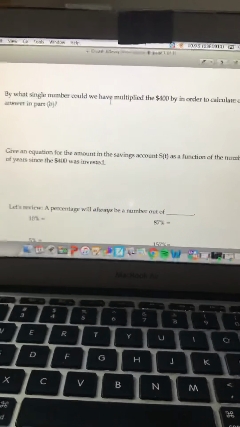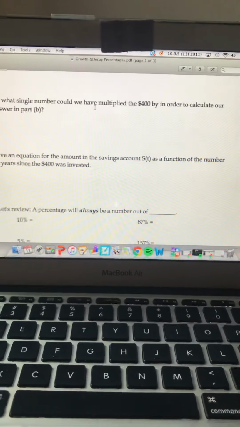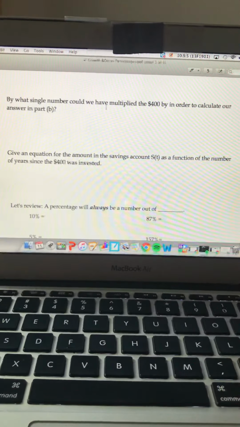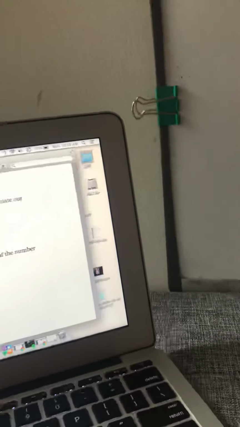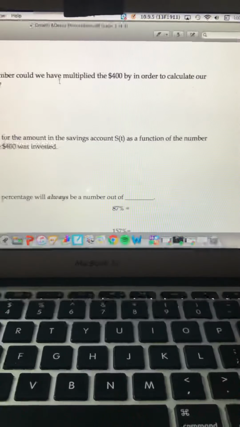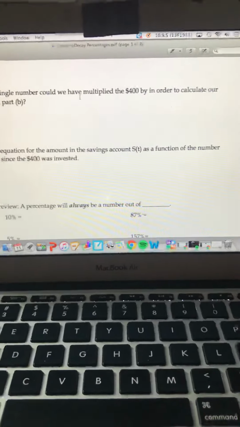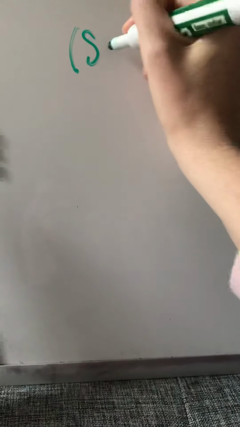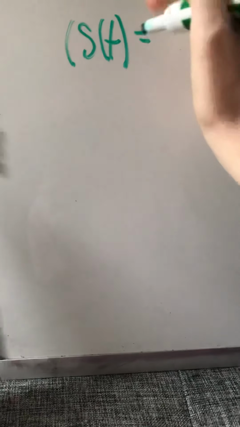Your last part here is saying, give an equation for the amount in the savings account, S of t, as a function of the number of years since the $400 was invested. So some of us might be overwhelmed here, but I know that Brenda is thinking in her head, that's just saying to us, we want to write an equation. And when they're saying S of t, that's a fancy way of saying f of x or g of x or w of x, which is always just a fancy way of writing y equals. So I'm going to have S of t equals.